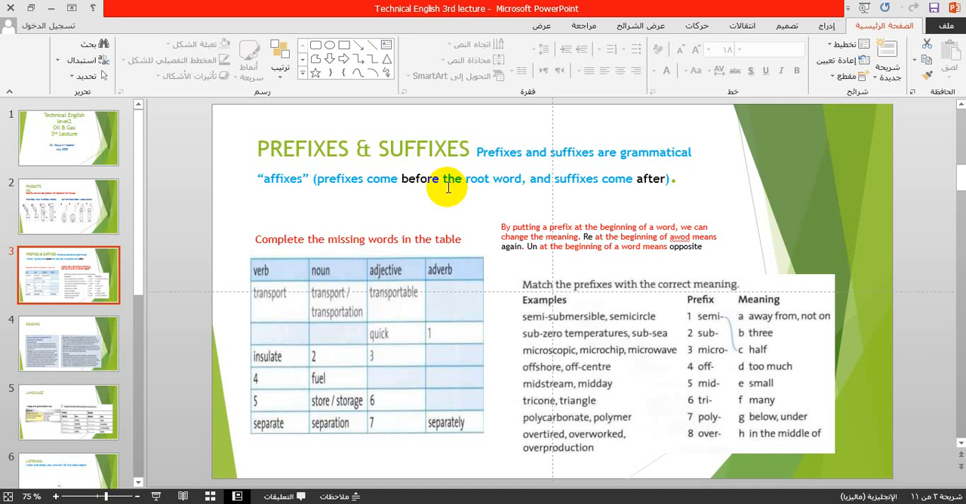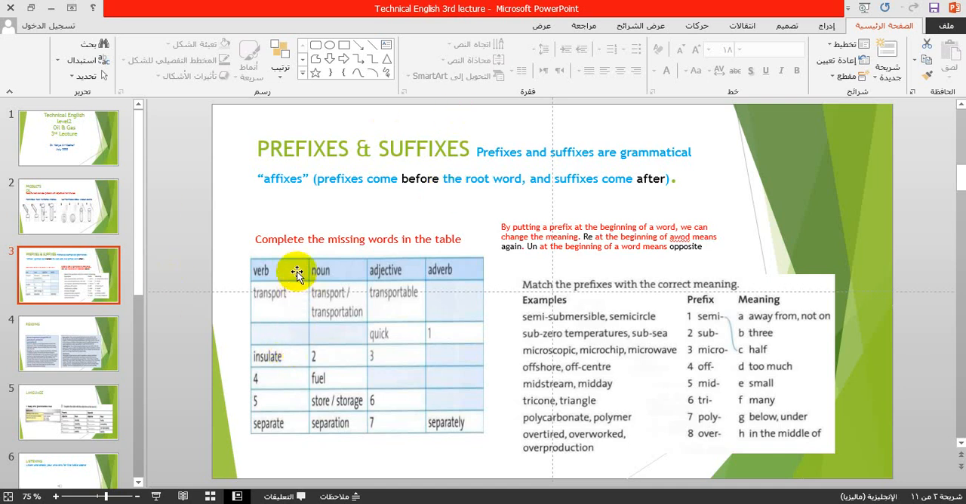certain. Certain is an adjective, a root word. If you want to change it to its opposite, we can put uncertain. Un is a prefix. By putting a prefix at the beginning of a word, we can change the meaning. For example, re at the beginning of a word means again: rewrite, write again; reread, read again, and like this.